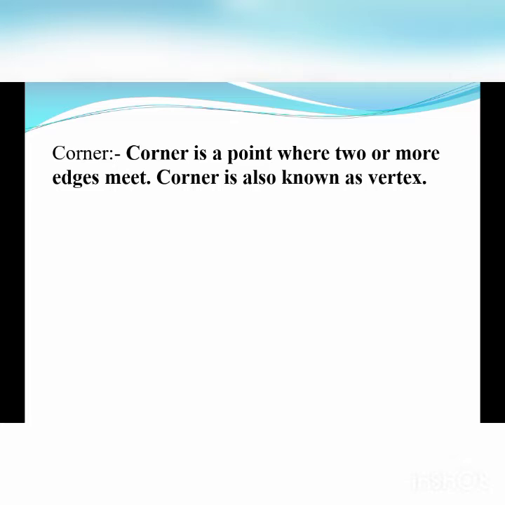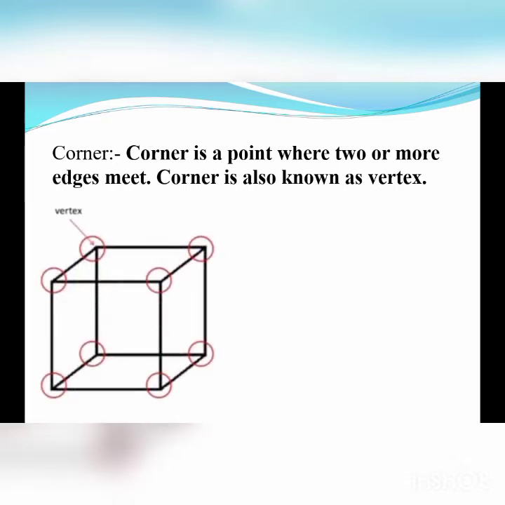Next, corner. A corner is a point where 2 or more edges meet. A corner is also known as a vertex. Here also we have the picture of a cube and we can see that there are 1, 2, 3, 4, 5, 6, 7, 8 corners. So we can say that a cube has 8 corners.